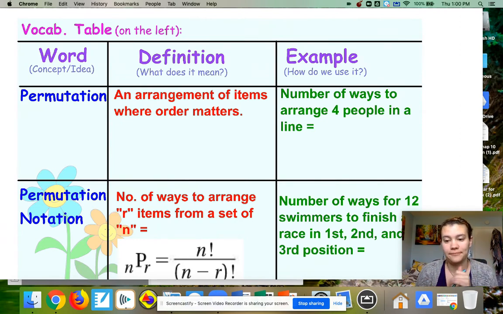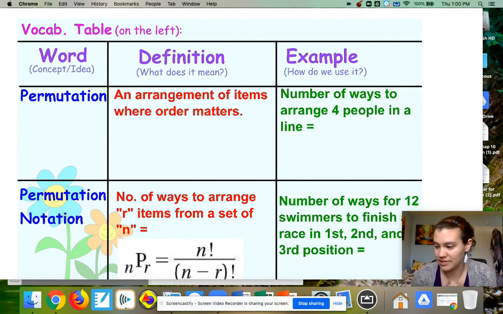So like playing songs in a certain order, or picking people for a team where you want first, second, third, and it matters who's picked first. It matters if you're picked first or you're picked last. Like if you win first, second, or third place, it's better to win first place versus third place.